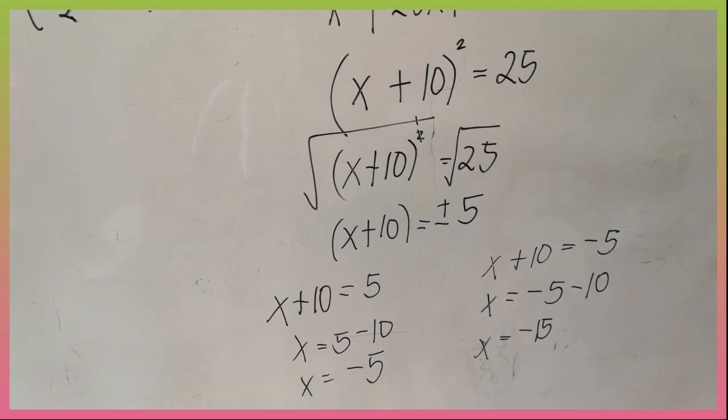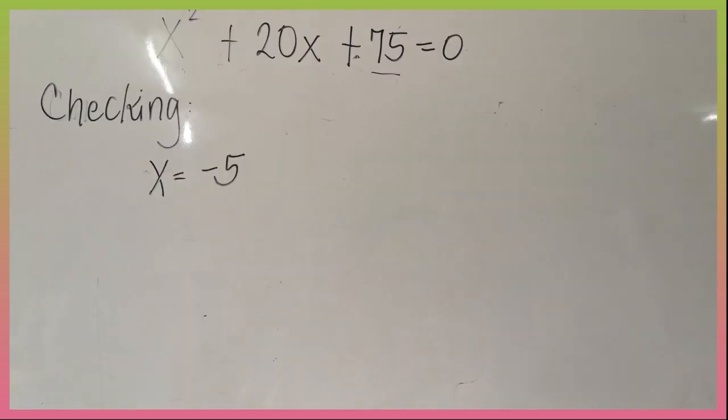So we have 2 values of our x. We have x is equal to negative 5 and x is equal to negative 15. If you already have the value of your x, we will proceed now to our checking if your value of x will satisfy our equation. In order for you to identify, we need to make sure that both sides, the left side and the right side, will equate to 0.